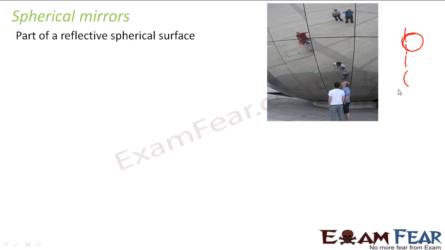When we talk about spherical mirror here, we are not talking about the entire sphere. We are talking about a part of a reflective spherical surface. So any mirror which is a part of a spherical reflective surface is known as a spherical mirror. Did you get my point? We have different types of spherical mirrors, and the spherical mirrors will resemble somewhat like your spoon. You can very easily relate it to your spoon.